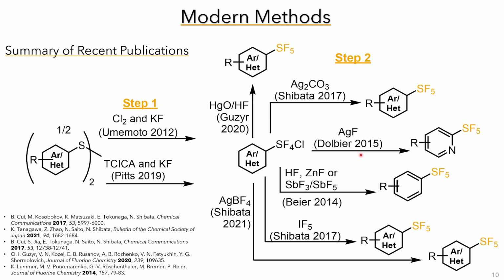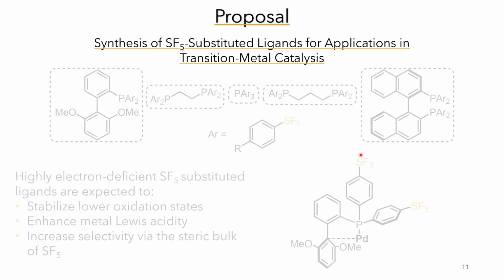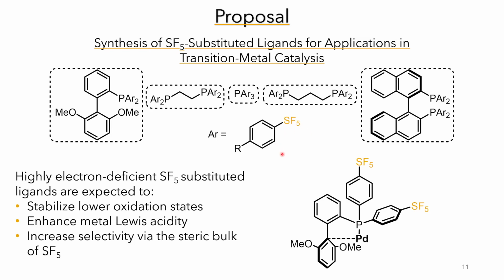So despite this large recent increase in the accessibility of the SF5 group in terms of its synthetic protocols, we're still lagging behind in terms of finding applications for this very unique and very interesting functional group. And that's where my proposal now comes in, which is the synthesis of SF5 substituted ligands for applications in transition metal catalysis.